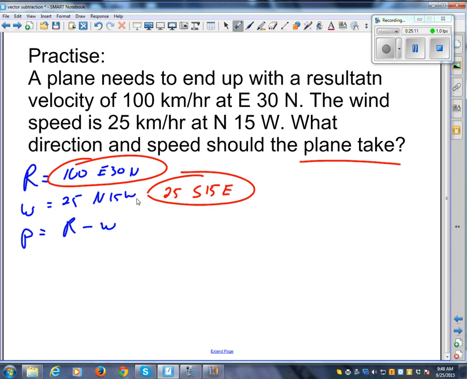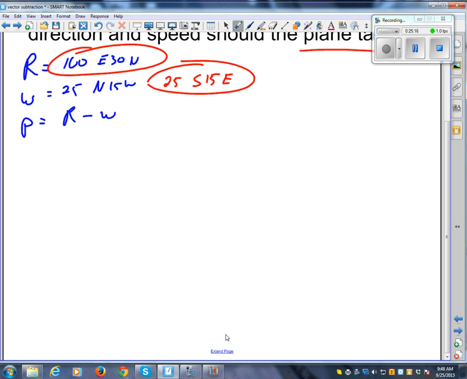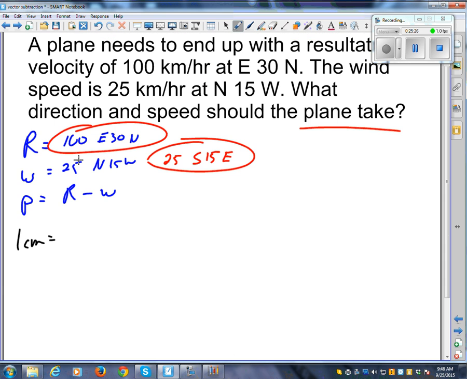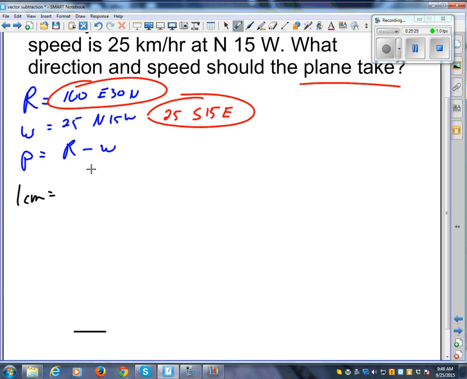So I'm going to go east, 100 at east, 30 north. So I draw my reference line, east, and then I need a scale, right? 1 centimeter equals, I've got 125, so what did you go? Did you go, probably not 5. Did you go 10? 20? I would probably go 10. Okay? I would go 10 kilometers an hour.